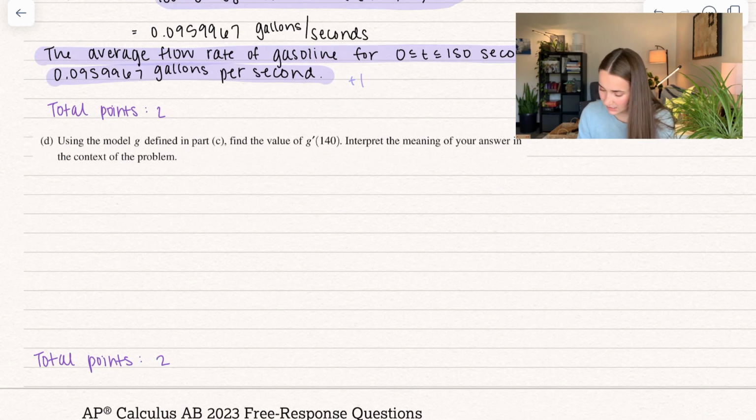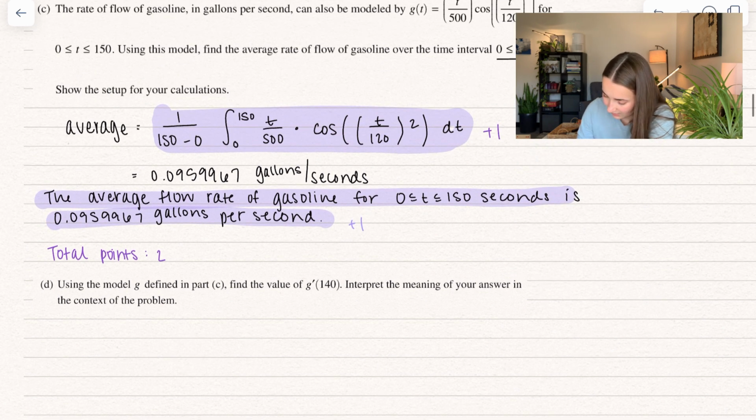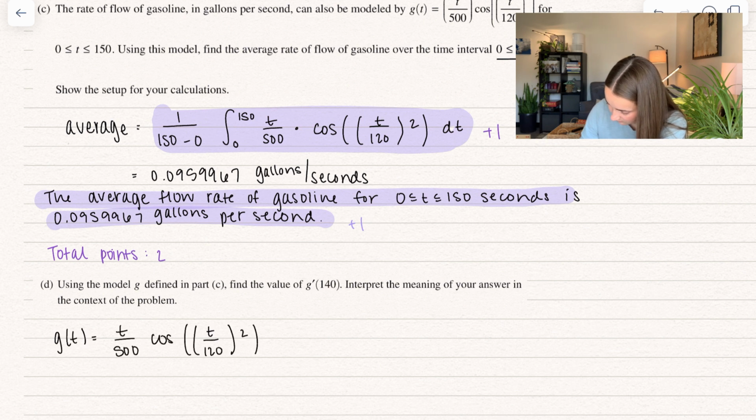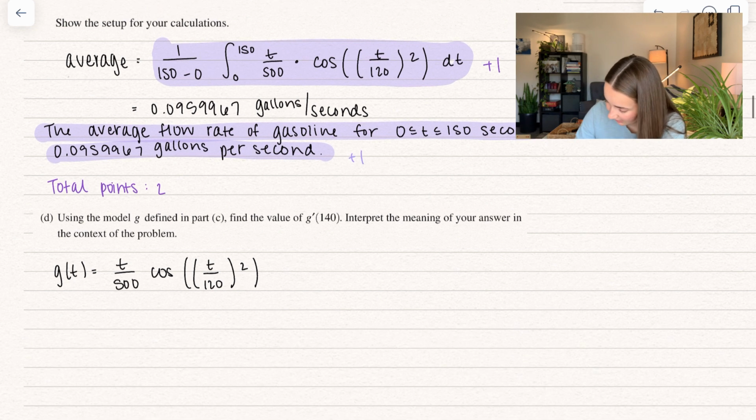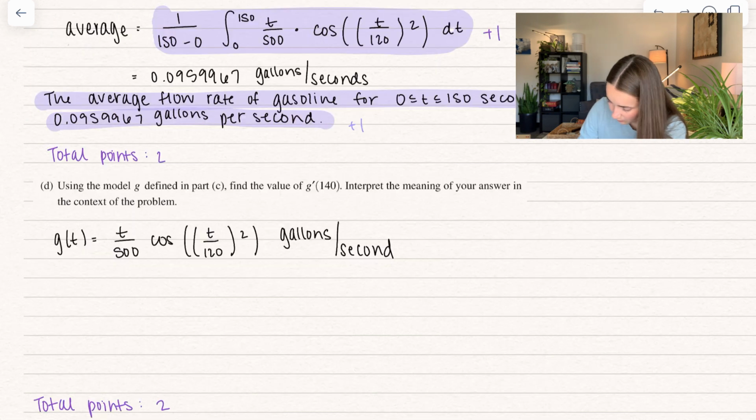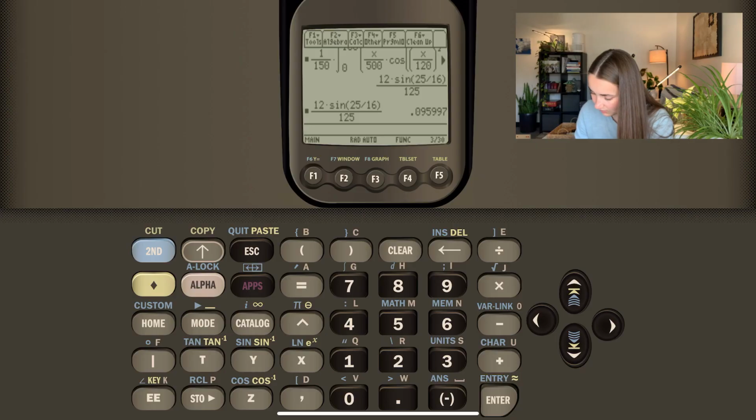Okay, and now for part D, using the model G defined in part C, we're going to find G prime of 140, and we're going to interpret the meaning of your answer in the context of the problem. So let's go ahead and do this. I'll write out G of T right here. Remember, this is representing the rate of flow in gallons per second. So this is going to be gallons per second. We want to find G prime of 140, and we're going to just use the calculator for that.